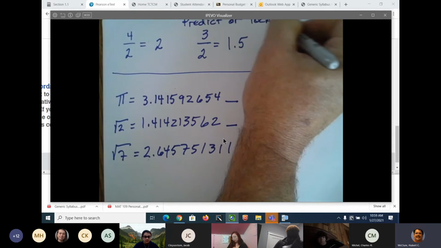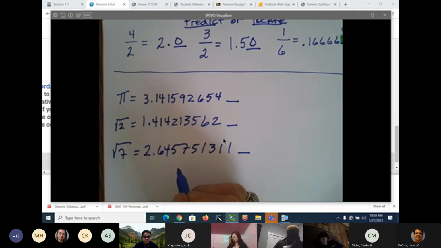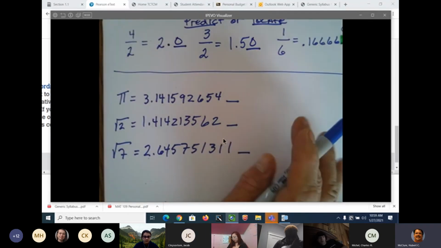What's this next digit right here? 0. What's this digit right here? 0. Now, I'll give you a $100 bill, nobody looking at a calculator, $100 bill if you can tell me the next digit of these 3 right here.